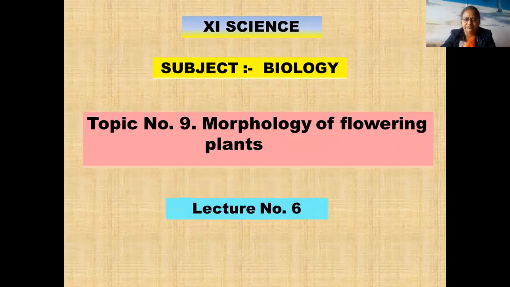Lecture number 6. In the previous lecture, we have studied the definition of flower, zygomorphic flower, actinomorphic flower, terminology used in flower, then accessory whorls, non-essential whorls of the flower: calyx, corolla, perianth, then insertion of floral whorls, arrangement of sepals, petals, tepals with respect to gynoecium, that is hypogyny, perigyny, and epigyny.